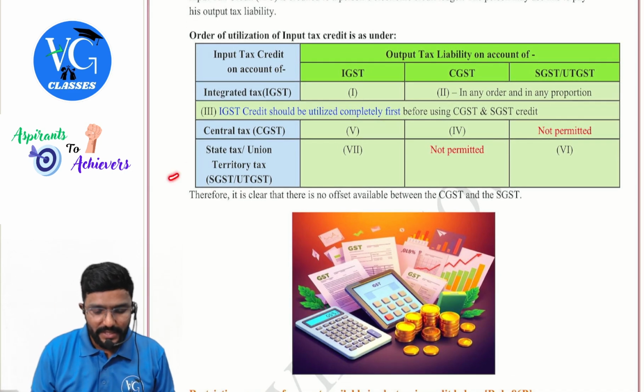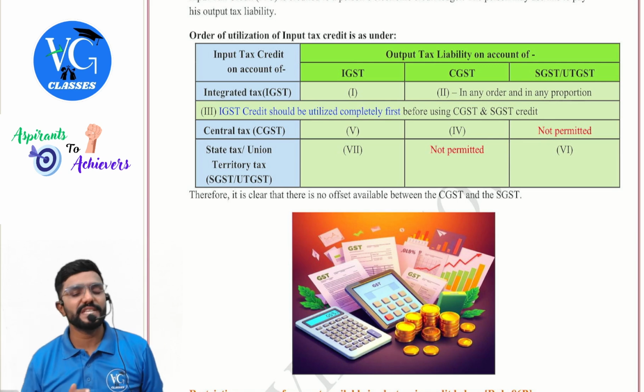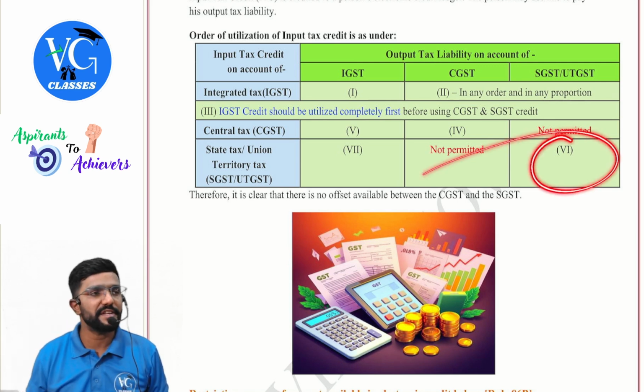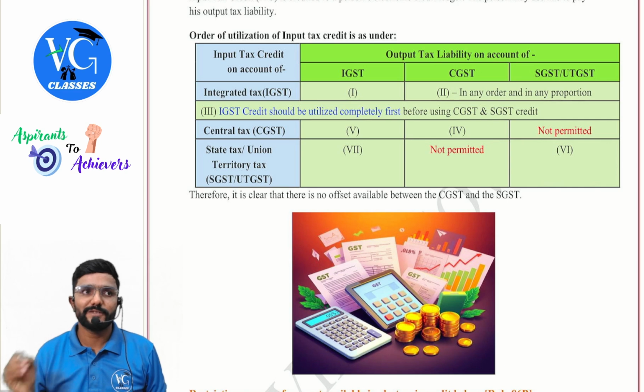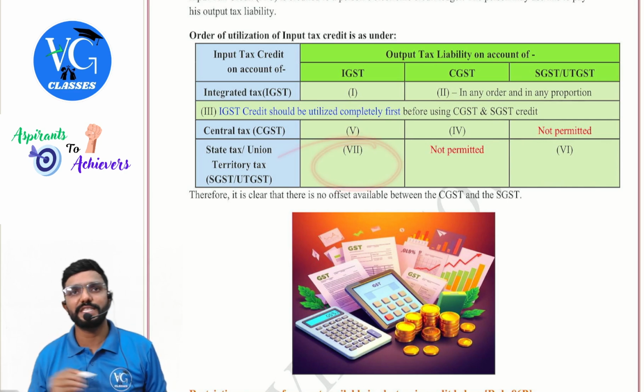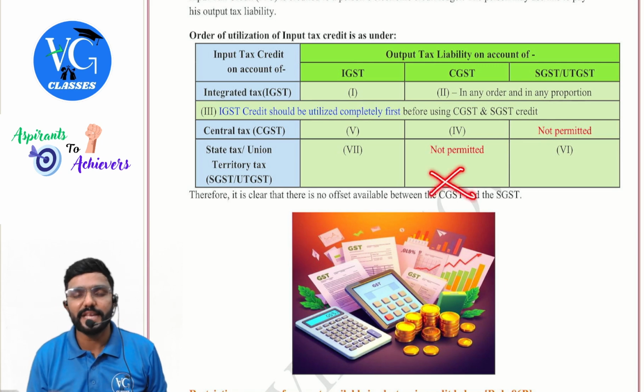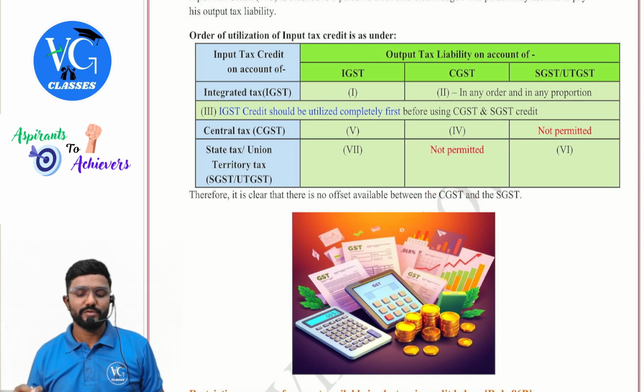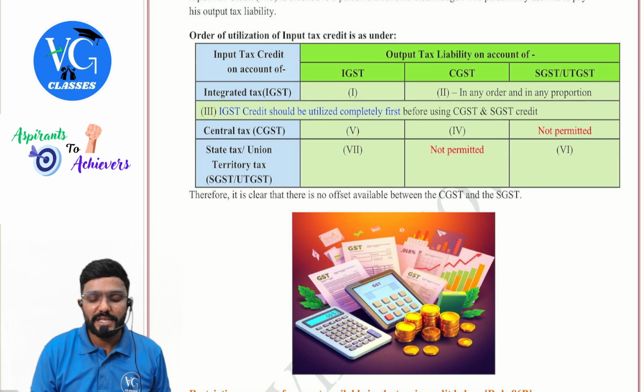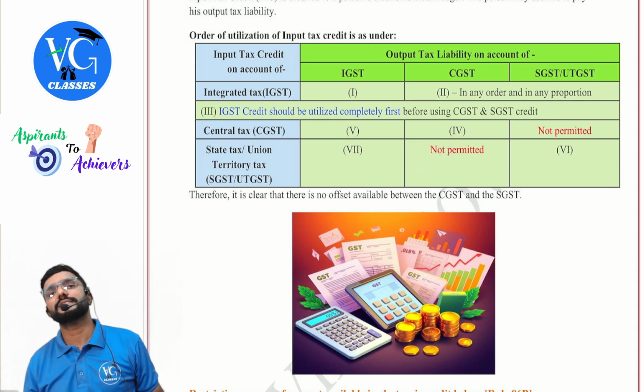Okay. Next, sir, I have SGST credit or UTGST credit. First, adjust it against the same nature liability. If still something is pending, against IGST. But you cannot adjust it against CGST. So that is what? Sir, CGST cannot be adjusted against SGST. Same way, SGST cannot be adjusted against CGST.